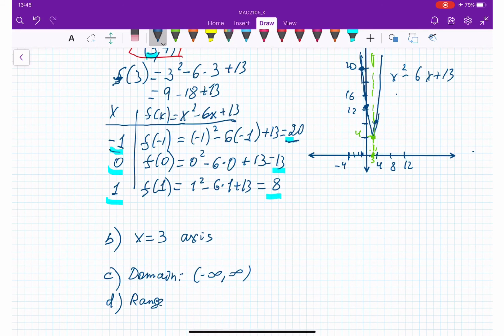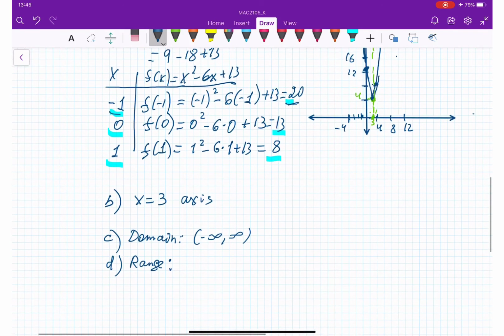Okay. Since range is y, so minimum our y is what? 4? So it's going to start from 4 and graph moving up, correct? And 4 is included in the graph because it's a part of the graph. It's a vertex. So we put square brackets because 4 is included and go up all the way to infinity. Okay? Are we understanding this? Because value of range is y. Value of domain is x.